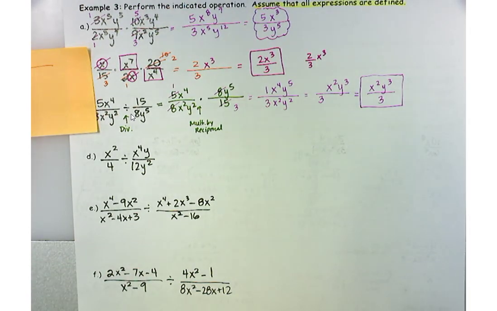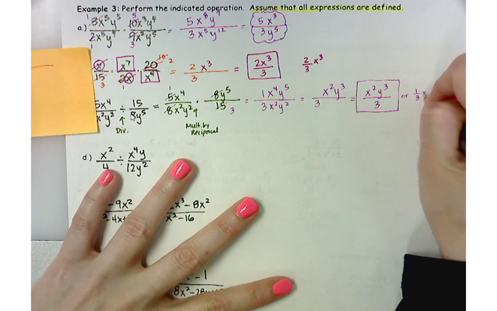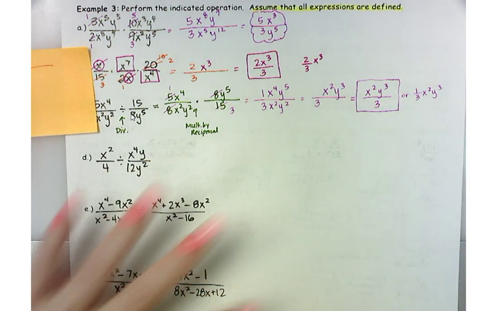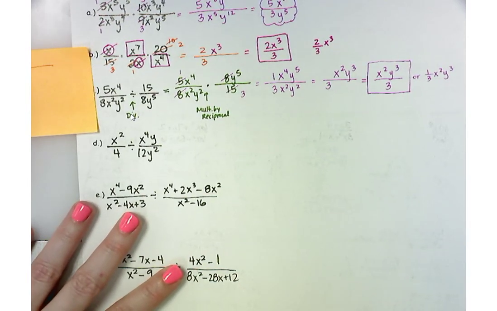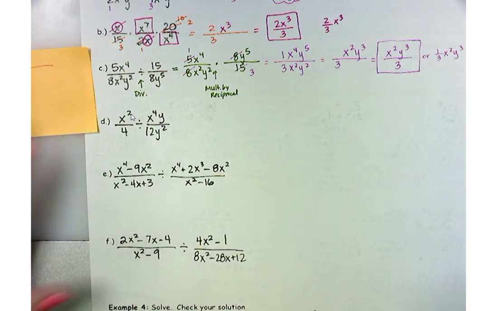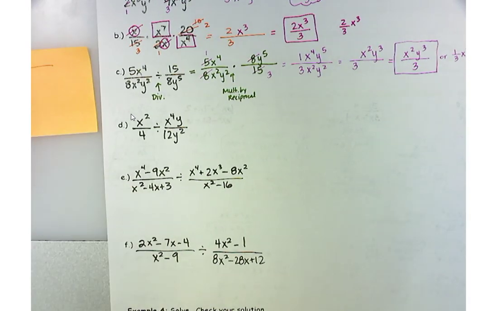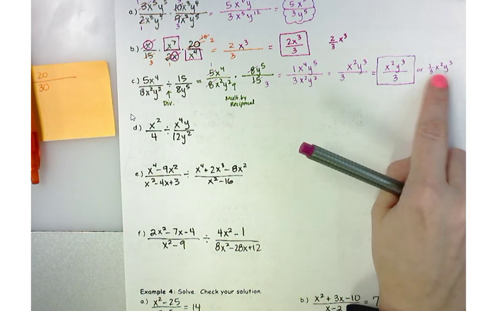Okay, questions for me so far? Yes. Can the 1/3 be multiplied by the y too? When you're writing your final answer, your variables should be in alphabetical order. Are you saying that you put the y cubed x squared, or? I put x squared times 1/3 times y cubed.